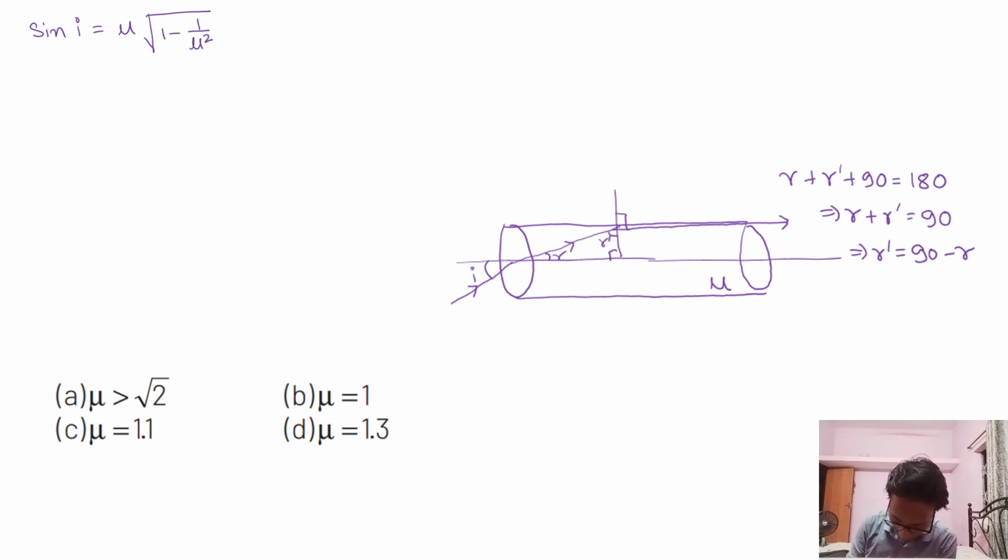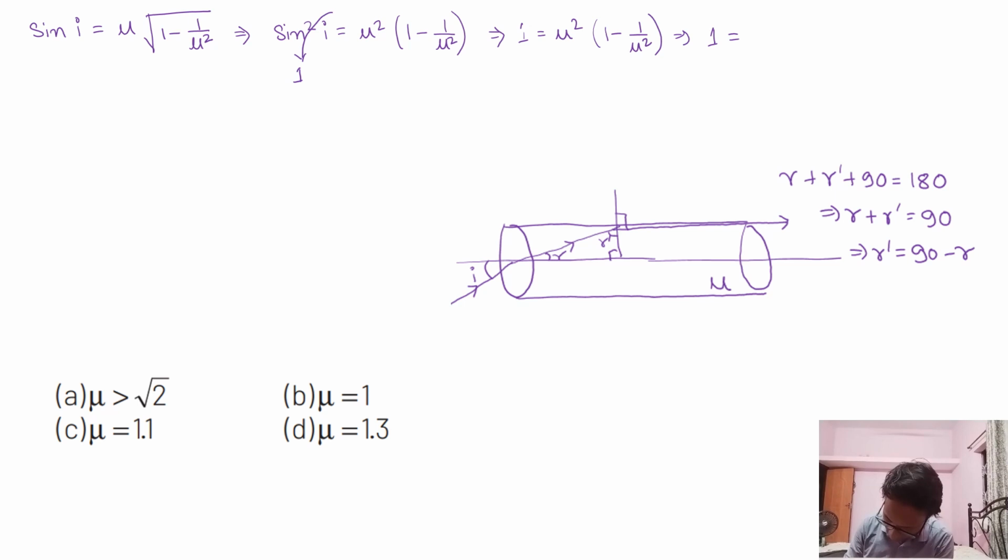Okay, or squaring both sides, sin² i is equal to mu² into 1 minus 1 by mu². Okay, maximum value of sin² i is equal to 1. Or 1 is equal to mu² minus 1, or 2 is equal to mu², or root 2 is equal to mu. So the correct option is A.